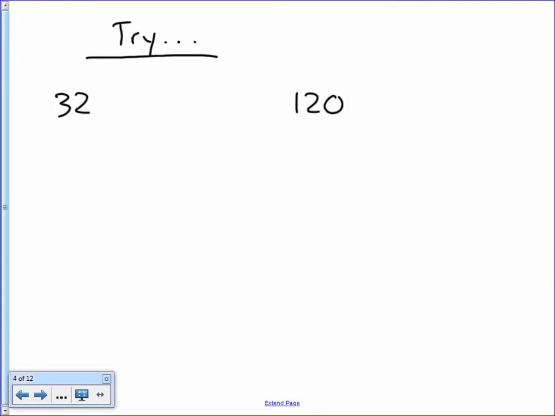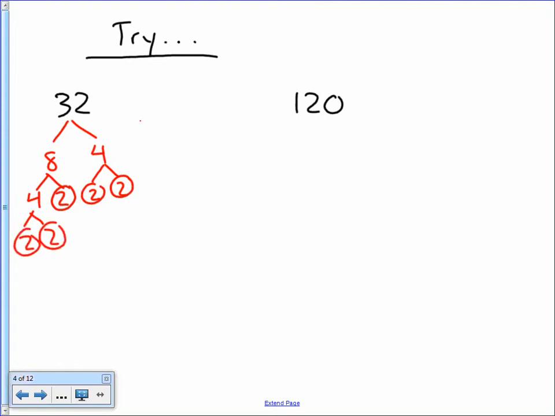Okay, just a couple more of these. 32, I can break that up into 8 and 4. There's one example. I can actually split up 8 into 4 and 2. 2 is prime. I can split up this 4 into 2 times 2, so the 2s are both prime. And 4, again, I can split up into 2 times 2. So how many total 2s do we have? We have 5. So 2 to the 5th is the prime factorization. You could do these problems differently. You should get the same answer, though.